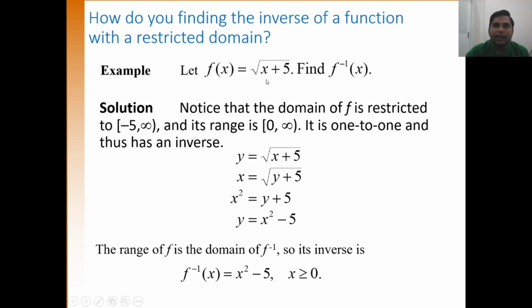Now here, as the function is the square root of x plus 5, the domain requires x plus 5 to be greater than or equal to 0. It means x is greater than or equal to minus 5. That's the domain. The range of the function is y greater than or equal to 0, which is the domain of the inverse function. The domain of the function is minus 5 to infinity, so the range of the inverse will be minus 5 to infinity. So its inverse is x squared minus 5 for x greater than or equal to 0. As the range of the function was y greater than or equal to 0, that's why the inverse function has a domain of x greater than or equal to 0.